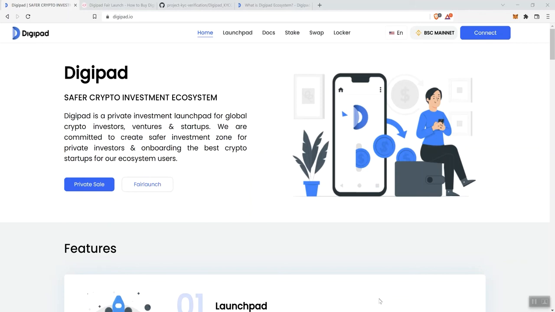So with that said, we're looking at Digipad. They are currently in a pre-sale right now. I do want to let you know that they did have an audit on this project. It did pass with the higher medium severity issues. We're going to take a look at their pre-sale.